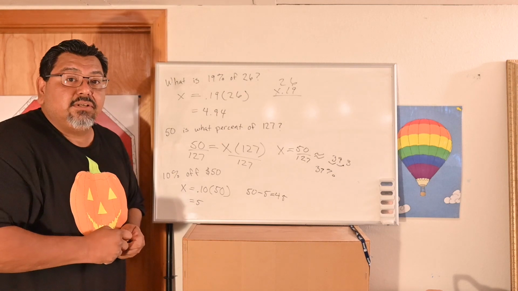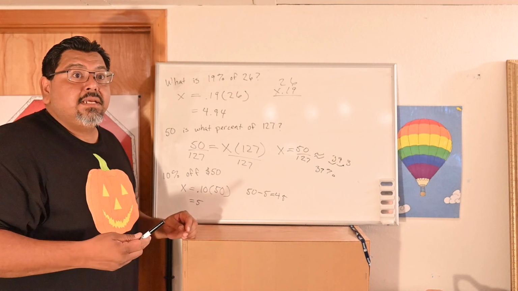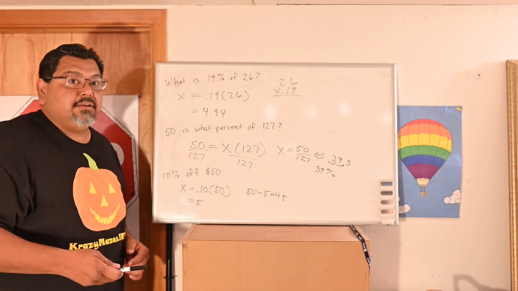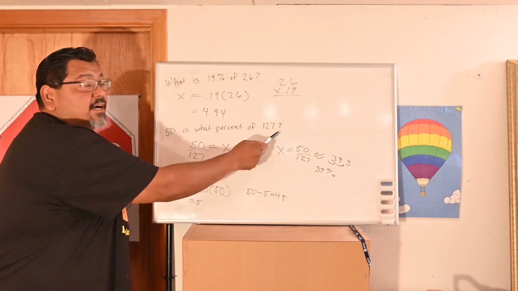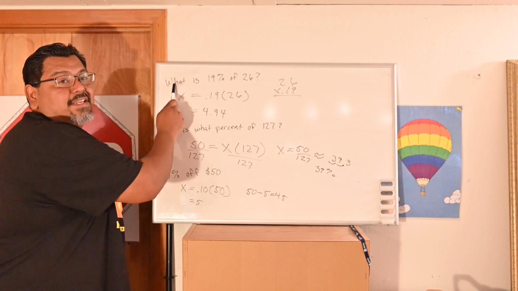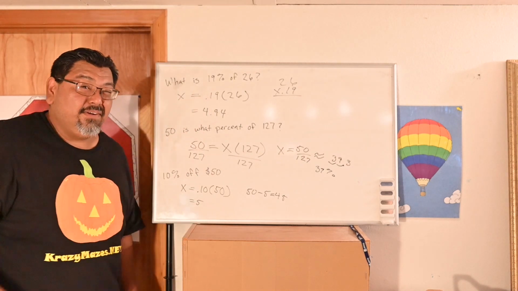Again, just look for some of the words that are common and realize what you're talking about. We're taking things off. We're finding percentages of multiplication. And then what, is, and find are very important as well.